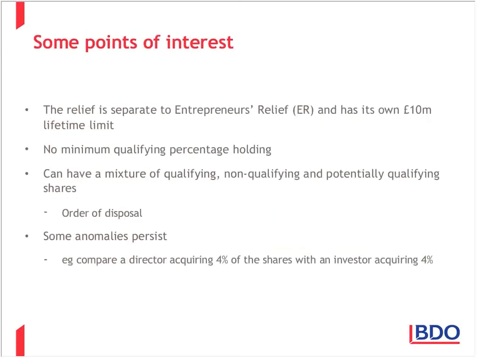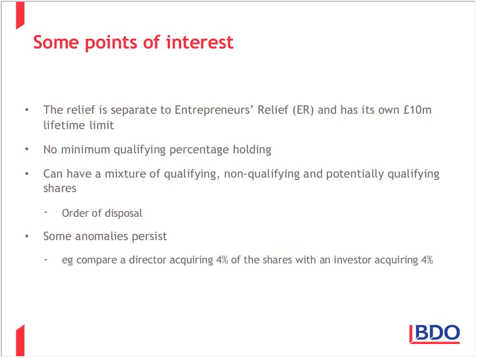When George Osborne first introduced the relief, he described it as an extension of entrepreneurs' relief. In fact, the relief is entirely separate to entrepreneurs' relief and has its own £10 million lifetime limit. Unlike entrepreneurs' relief, there is no minimum qualifying percentage holding. You can have a mixture of qualifying, non-qualifying, and potentially qualifying shares, and as a result, there are matching rules which set out the order in which shares are treated as being disposed of for tax purposes.